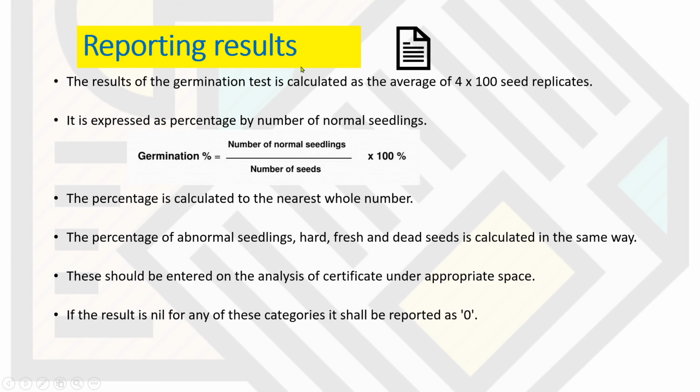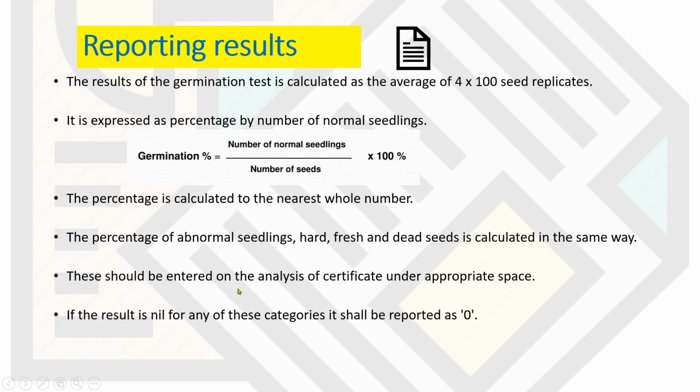Coming to reporting results, the result of the germination test is calculated as the average of 4 replicates of 100 seeds. It is expressed as a percentage of the number of normal seedlings. The formula is given here, and the percentage is calculated to the nearest whole number, not in fractions. The percentage of abnormal seedlings, hard seeds, fresh and dead seeds is calculated in the same way.